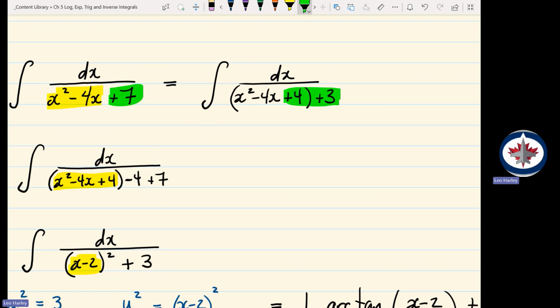I think students are used to this concept of completing the square, but I don't care which way you do it. You're just manipulating it into something that we do like, right?